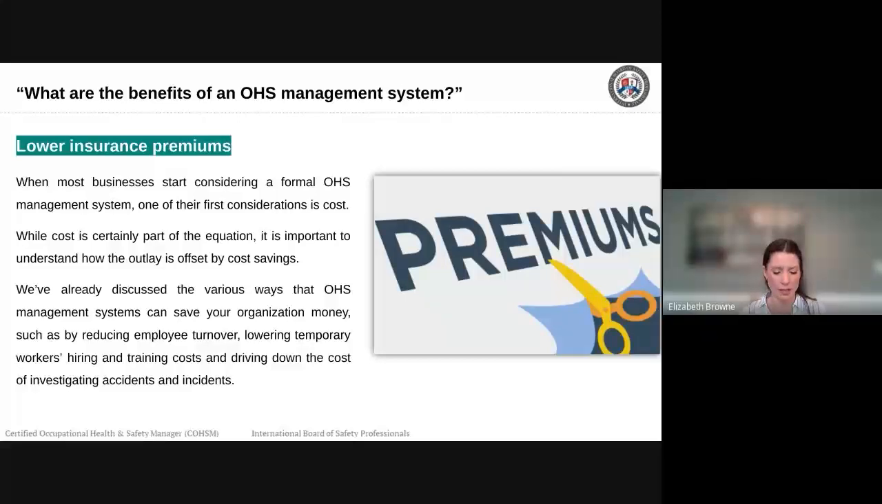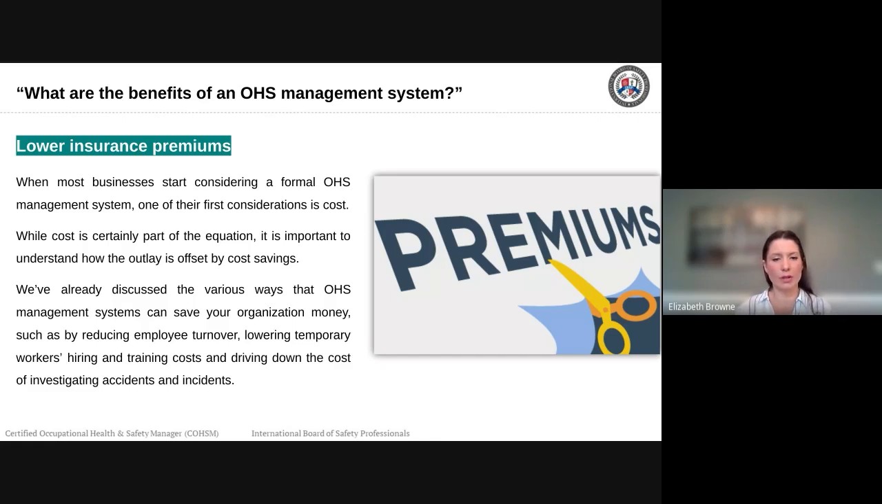We also have things like lower insurance premiums. When most businesses start considering a formal OHS management system, one of their first considerations is the cost. While there is certainly a cost to do this, because we have to commit people to develop these programs, and it does take quite a bit of time, a lot of companies consider hiring an outside party, like a consultant, to help guide the implementation of an OHS management system.